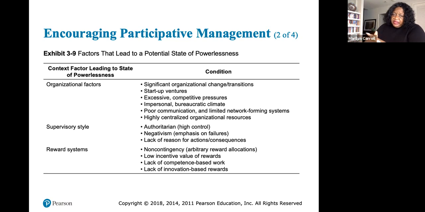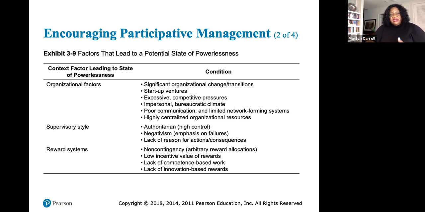Supervisory style: authoritarian is high control, negativism, emphasis on failures. They always focus on, well, we didn't do this right, we didn't do that right. I mean, please, we don't need to hear those things in organizations. We need to know what's happening and how we fix things going forward, or not necessarily be told, but let us be involved in fixing those challenges that organizations are going through.